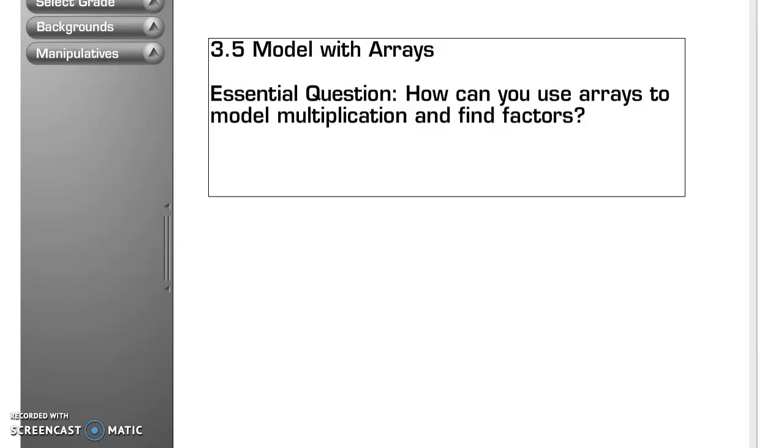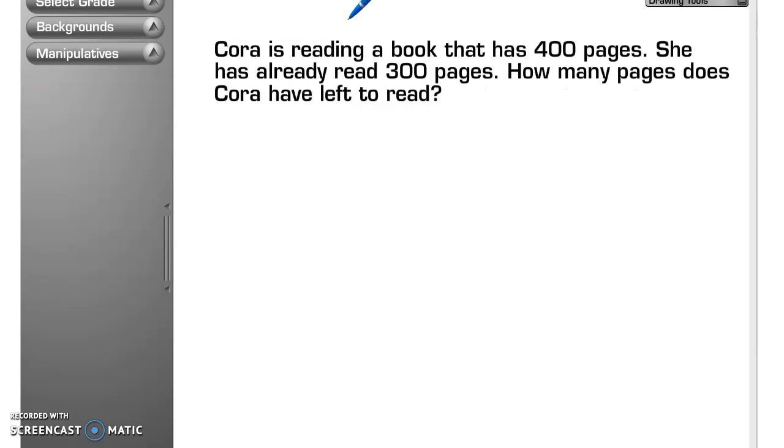Today is lesson 3.5, Modeling with Arrays. Our essential question is, how can you use arrays to model multiplication and find factors? Our problem of the day is Cora is reading a book that has 400 pages. She has already read 300 pages. How many pages does Cora have left?